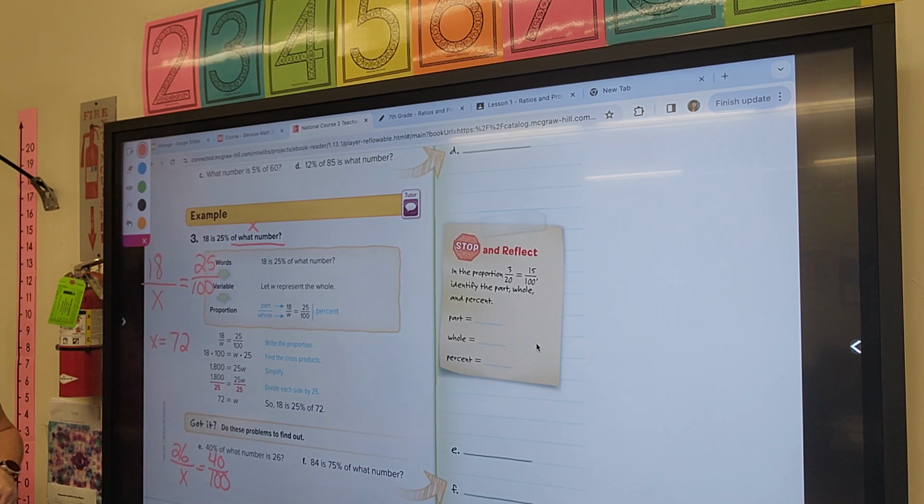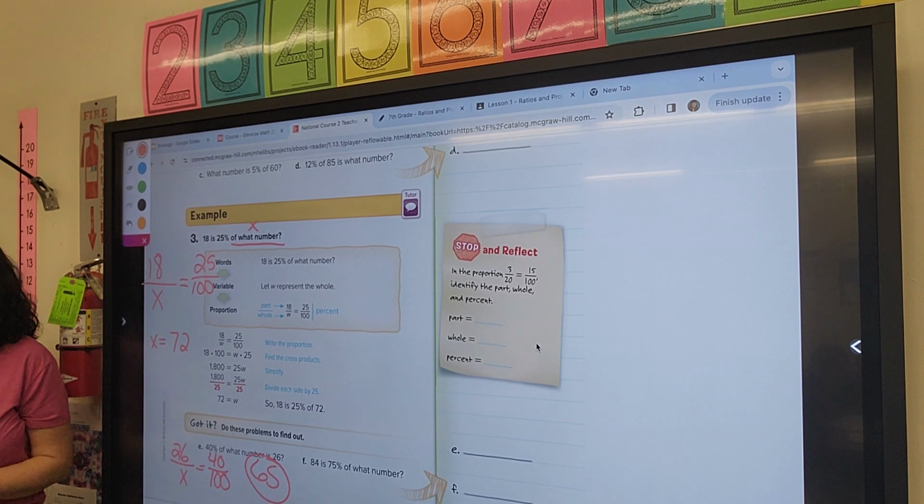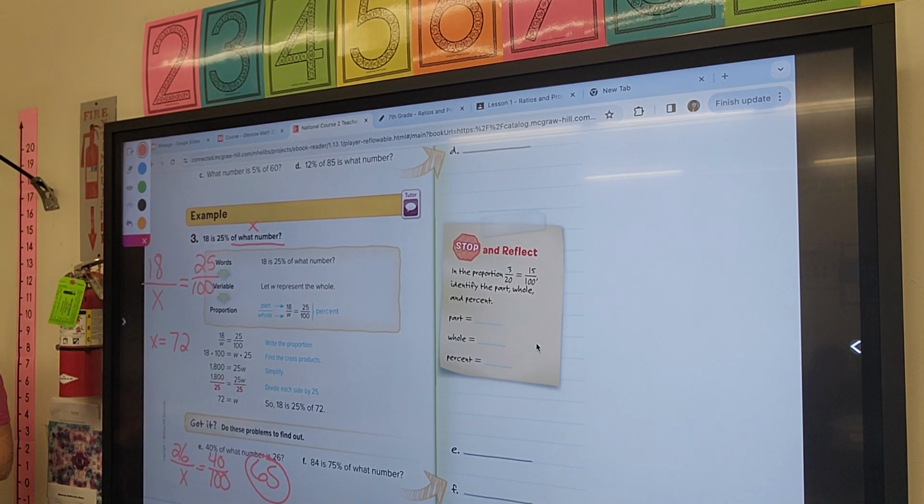65. 26 times 100 is 2600 divided by 40. And you should get 65. Probably you had a calculator issue. Because I said 100 earlier, so.